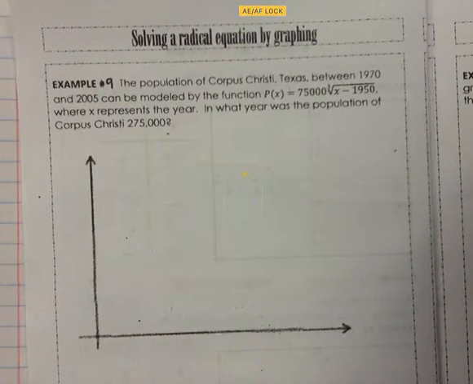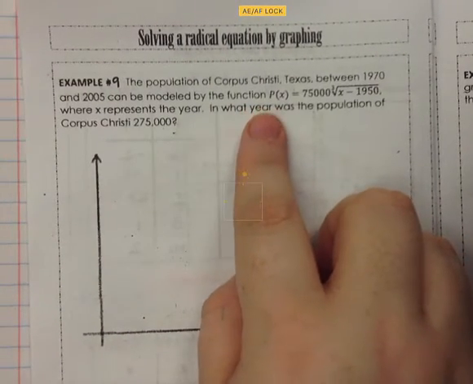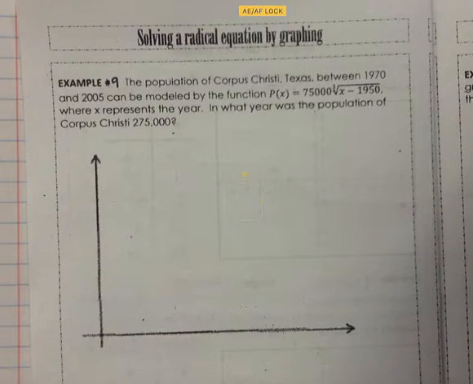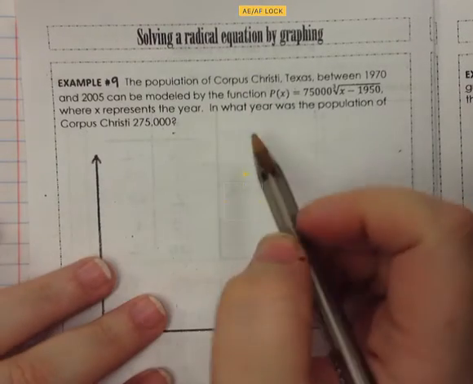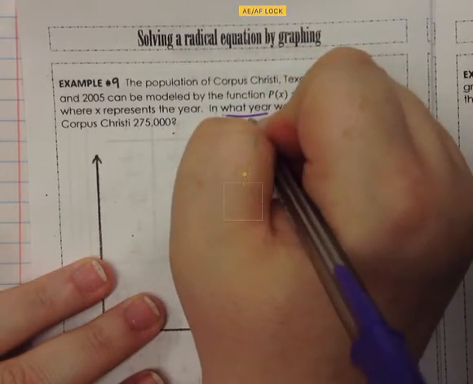It says the population of Corpus Christi, Texas between 1970 and 2005 can be modeled by the function p of x equals 75,000 cube root x minus 1950, where x represents the year. In what year was the population of Corpus Christi 275,000? The question is asking in what year, so we need to know what x is. X represents the year, so that means that we don't know our x.